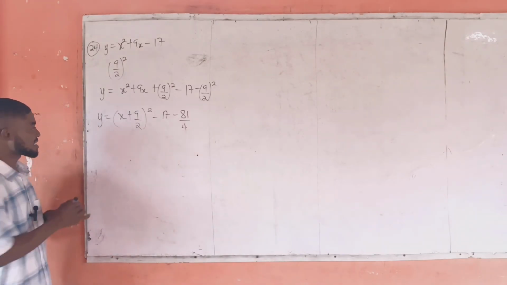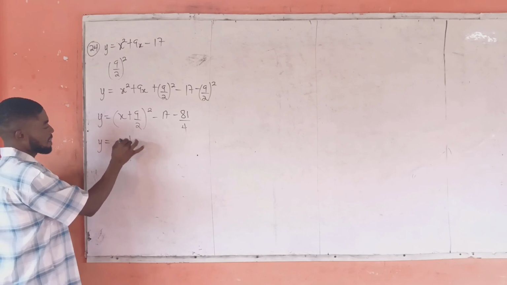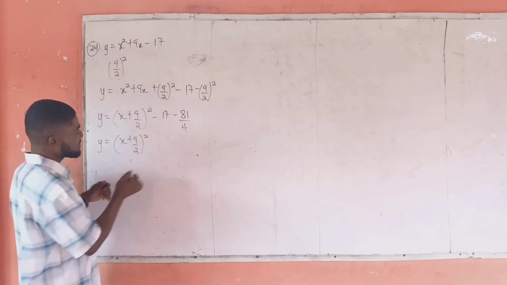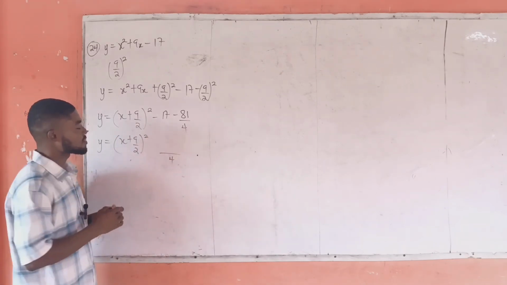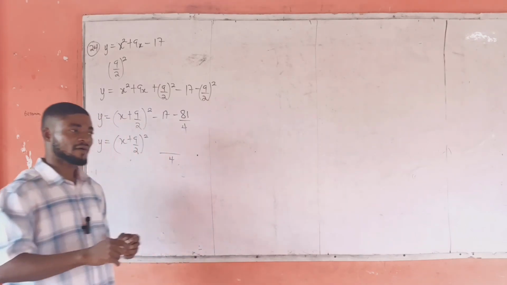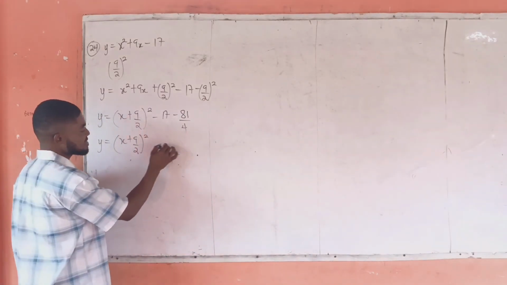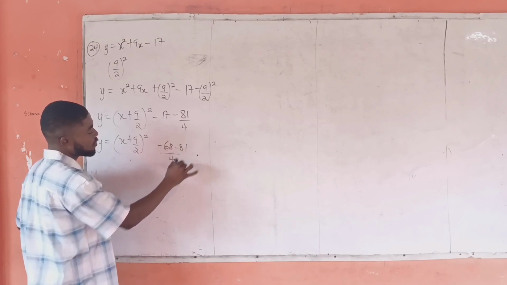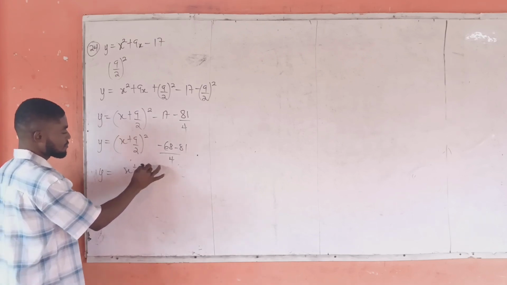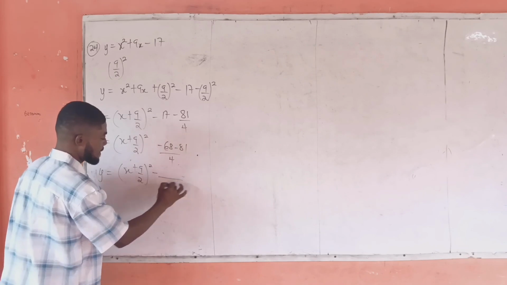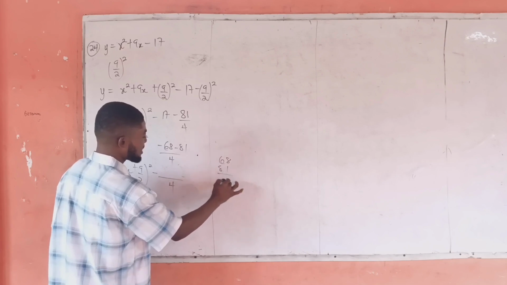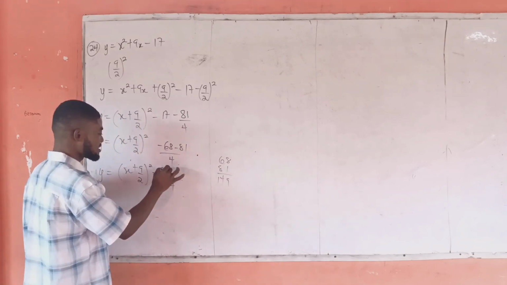Now we work on this side. When we work on this side, the LCM is going to be 4, and then this is going to be 4 times 17, which is 68. So minus 68 minus 81, which is minus 68 plus 81... the total is 149.